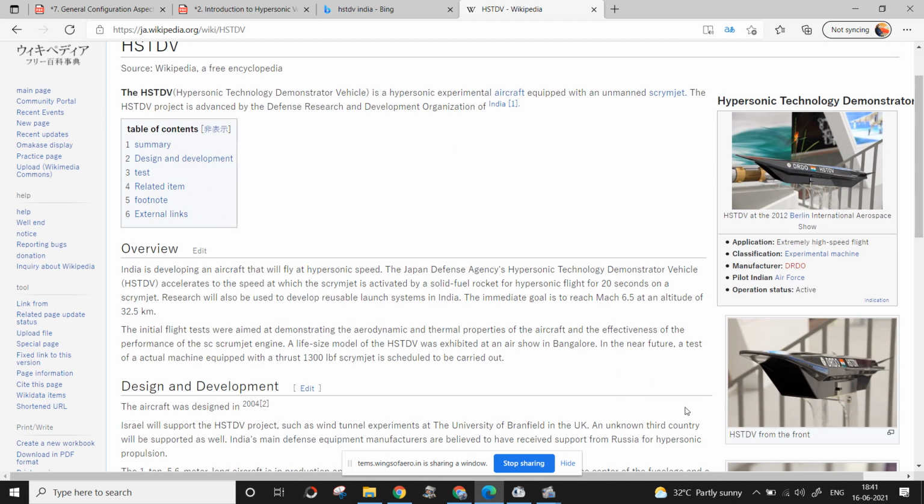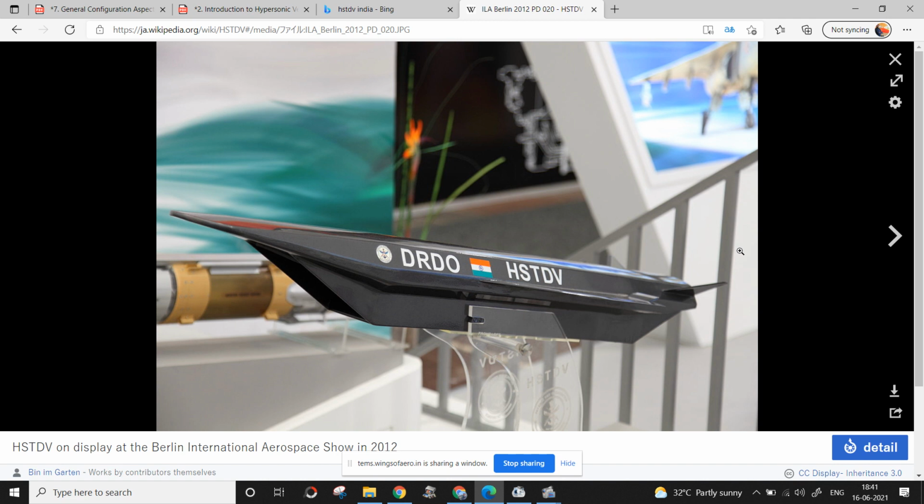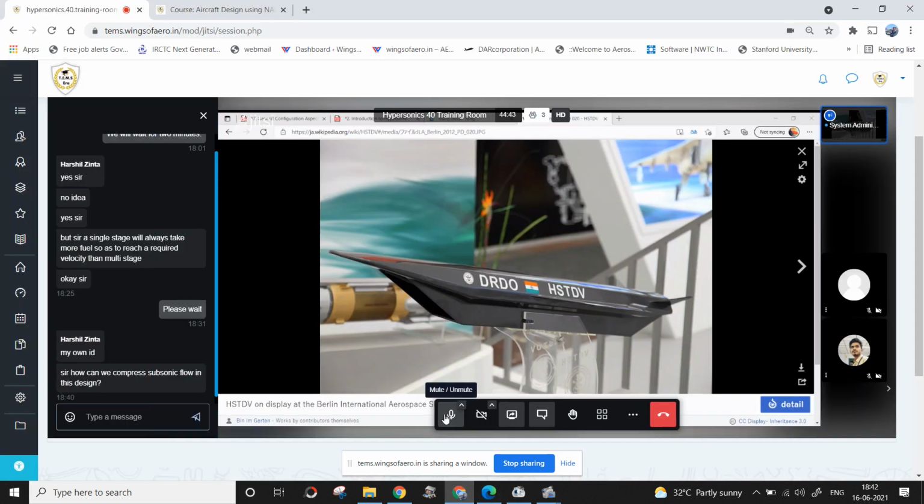Okay, so India has also done the same type of hypersonic vehicle testing. Last year in September, they did the successful testing of HSDTV. So it also comes under the category of cruise and acceleration vehicle. Okay, so let's see the configuration and how they have developed it. So first thing, you can see the forebody section, right? So this is the side view of the cruise and acceleration vehicle.